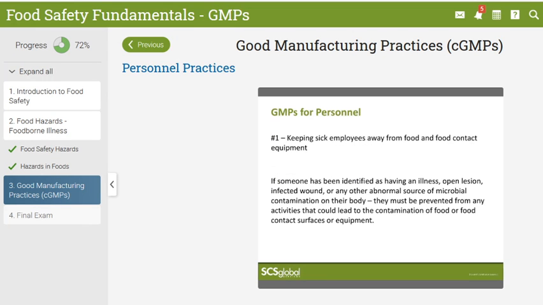The number one GMP for personnel is to keep sick employees away from food and food contact equipment. So if someone has been identified as having an illness, an open lesion, an infected wound, or any other possible source of microbial contamination on their body, they should be prevented from any activities that could lead to the contamination of food or food contact equipment.